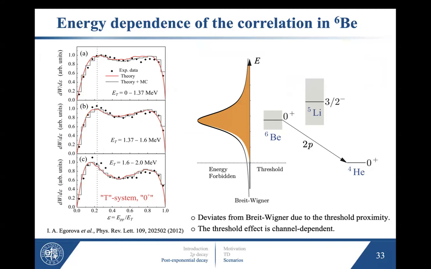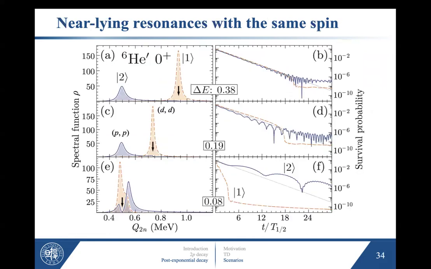In these two scenarios, the line shape is distorted by the threshold effect. But this is not the only case that can distort the line shape and cause non-exponential decays. There are some other cases. For example, if there are two near-lying resonances with the same spin and parities, they can interfere with each other. So in this case, it might also cause non-exponential decay.